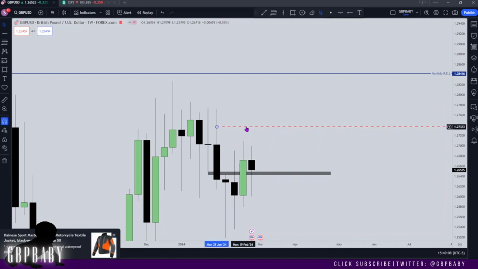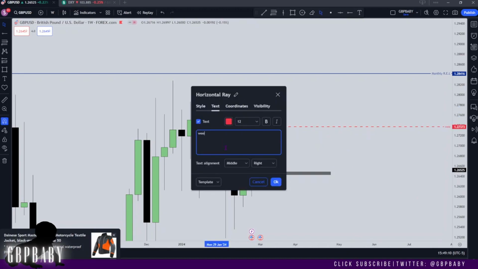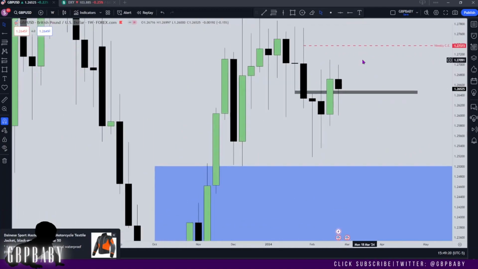And then we know that that is our weekly consequent encroachment, and we'll see how price treats that in the new week. Like I said, if price trades through it and finds support at it, it means that price will likely want to continue higher. But other than that, I'd like to think that we can find some kind of resistance.